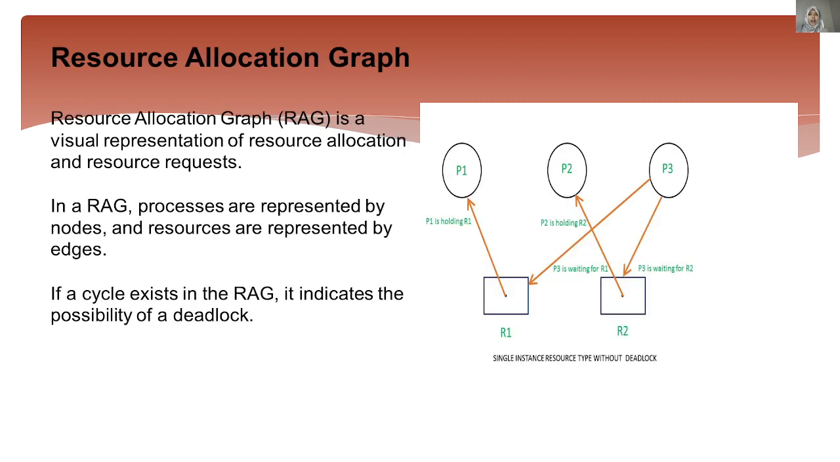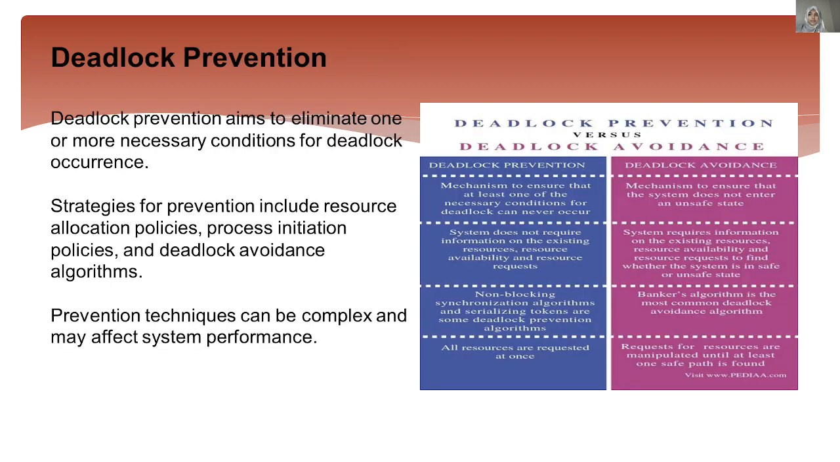Resource allocation graph, that's nothing but RAG, is a visual representation of resource allocation and resource request. In a RAG, processes are represented by nodes and resources are represented by edges. If a cycle exists in the RAG, it indicates the possibility of a deadlock.